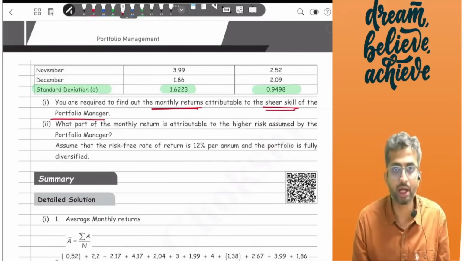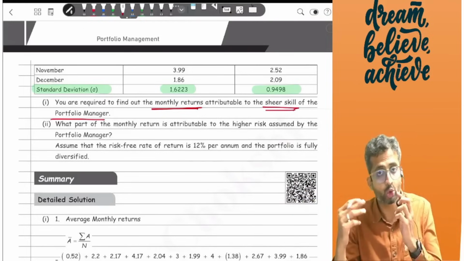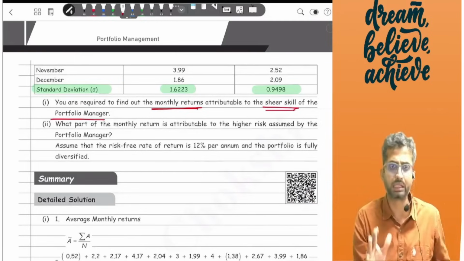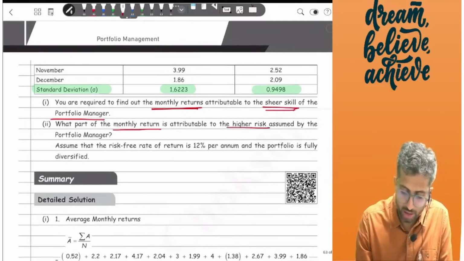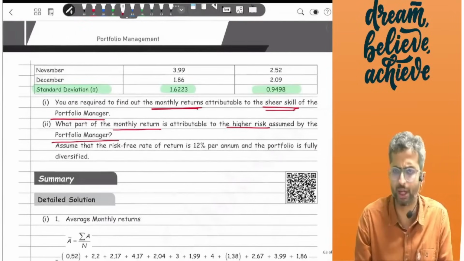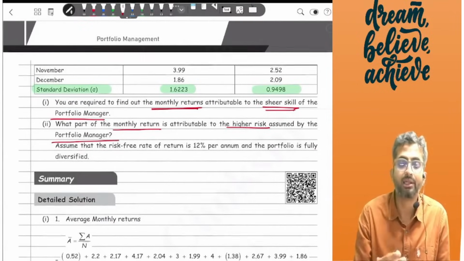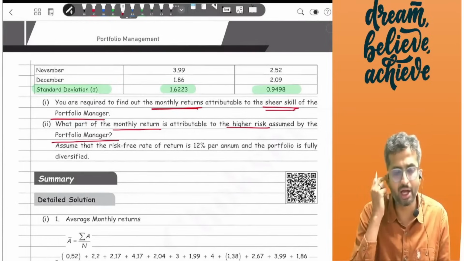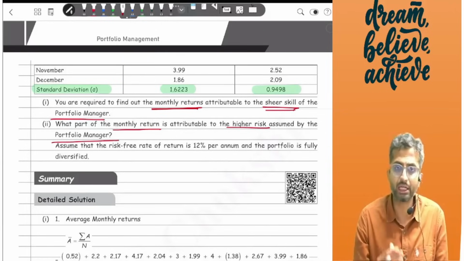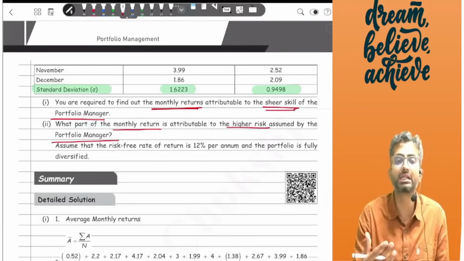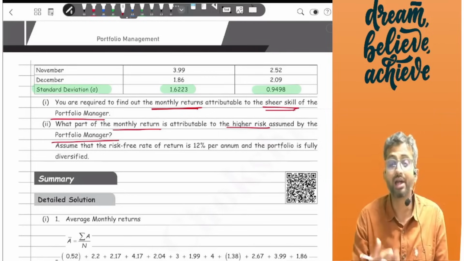You might be earning higher, but that may be because you are investing in a very risky security. But if you are able to earn more than the required return, what is called Jensen's alpha, that is due to your skill. And what part of the monthly return is attributable to the higher risk assumed by the portfolio manager? So you might be investing in a portfolio which has a beta of, let us say, 2 times. Then a part of the return that you are having higher is because you are investing in a portfolio which has a higher risk. So we want to segregate how much of the excess return is attributable to the skill as well as how much is attributable, let us say, to the higher risk.